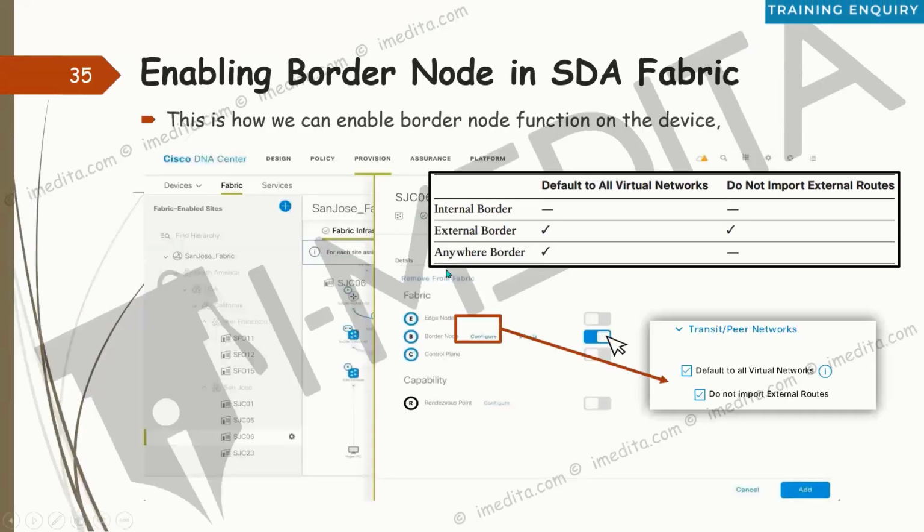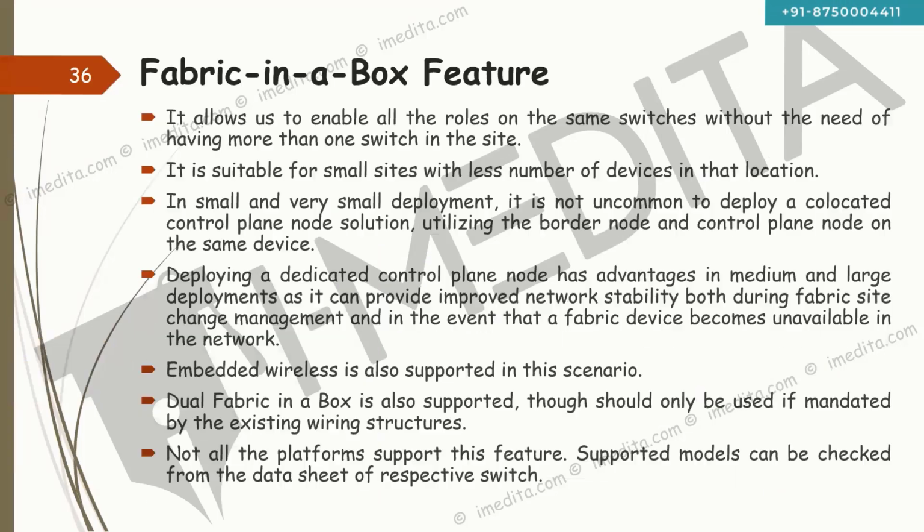Okay, fine. So we will need to have at least one control plane node, border node, and fabric edge node, so that these things can be facilitated. And there are some switch models where all the roles can be set on the same box as well, which is what we refer to as fabric in a box.